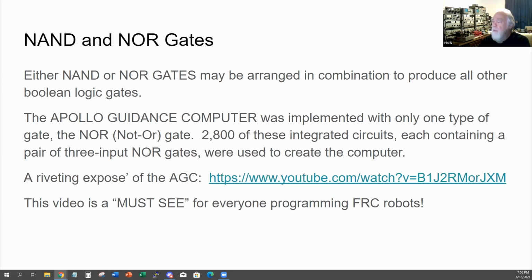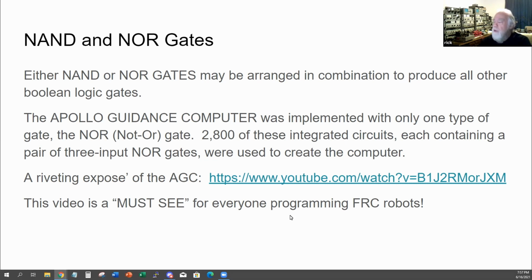leave the moon, go back up to the command module and dock and rendezvous with the command module, get out of lunar orbit, get back to Earth, get into Earth orbit, and then descend back to the Earth and land in the water, all using these NOR gates in one Apollo guidance computer.